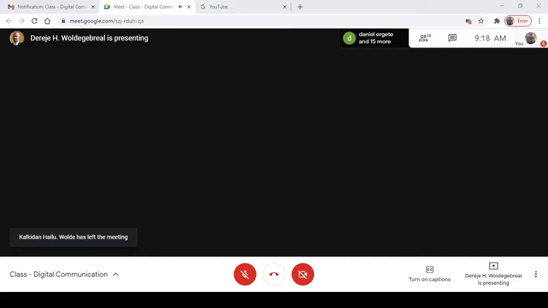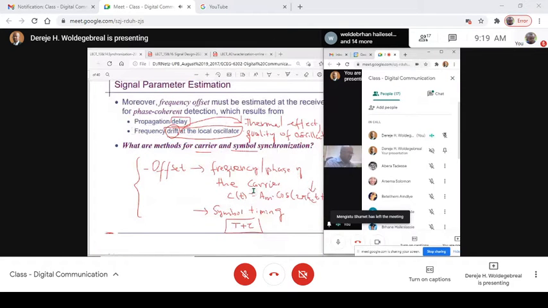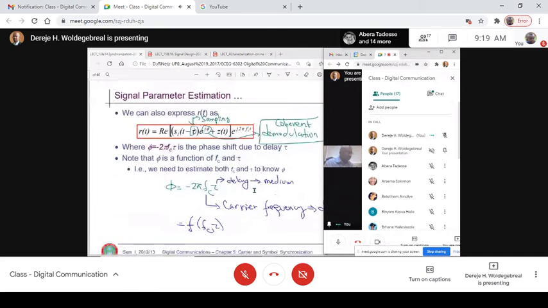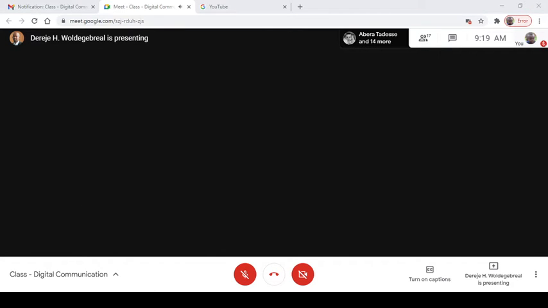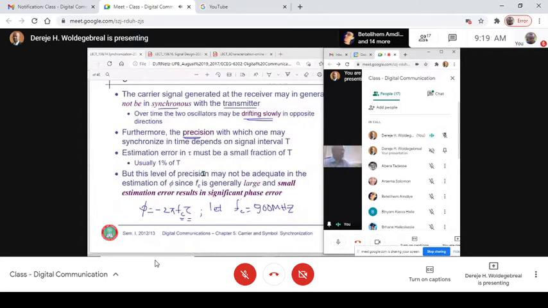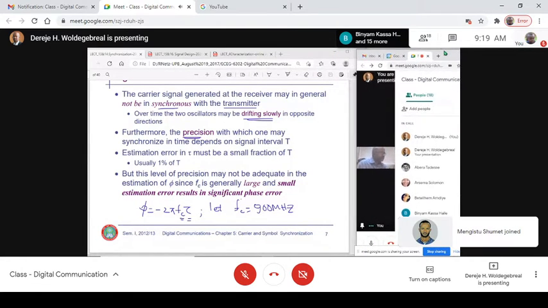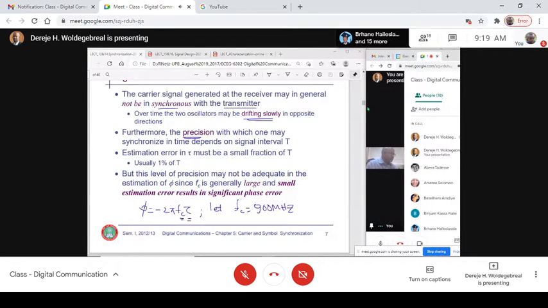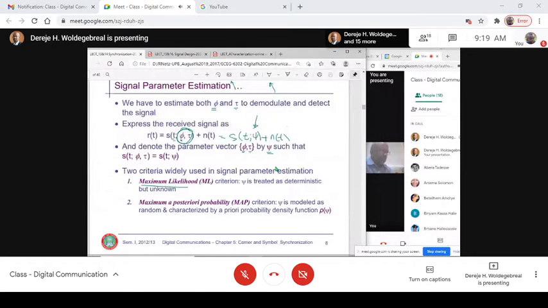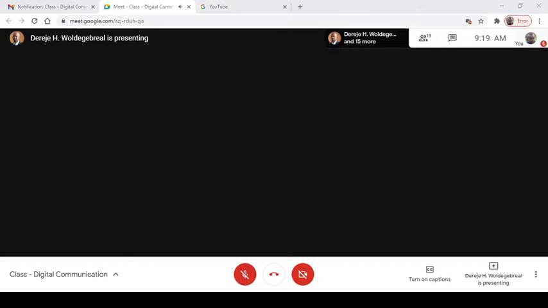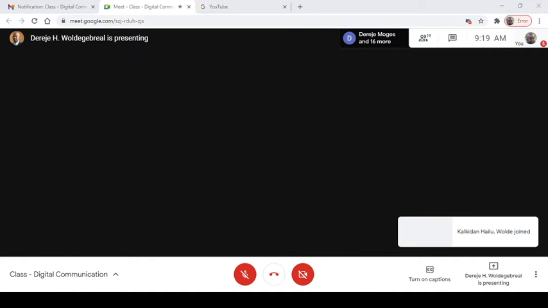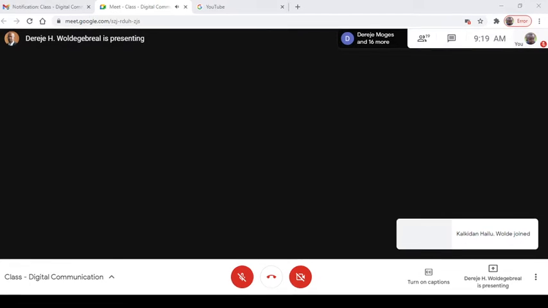Okay, so that's why we have a chapter on carrier synchronization. Then I think we looked into what we mean by synchronization, the effect of synchronization on the baseband signal, and the accuracy with which we can estimate. What else? Once that part was covered, I think the next question we raised was how we can really estimate, or what techniques we use for the estimation purpose.